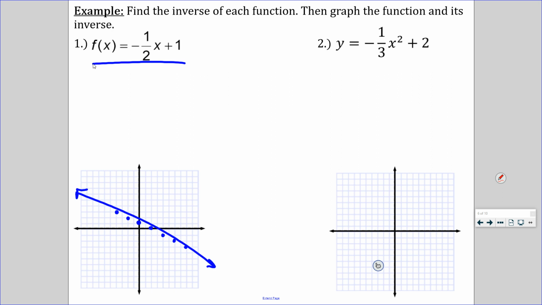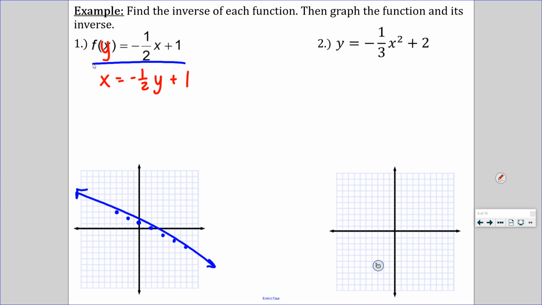First step, switch the x and y. Remember, f of x is just a fancy y. So I'm going to switch the x and y. The y is going to become x. The x can become y. What you really just did, folks, is a reflection. You reflected everything over the line y equals x. There's your first step. Switch the x and y.